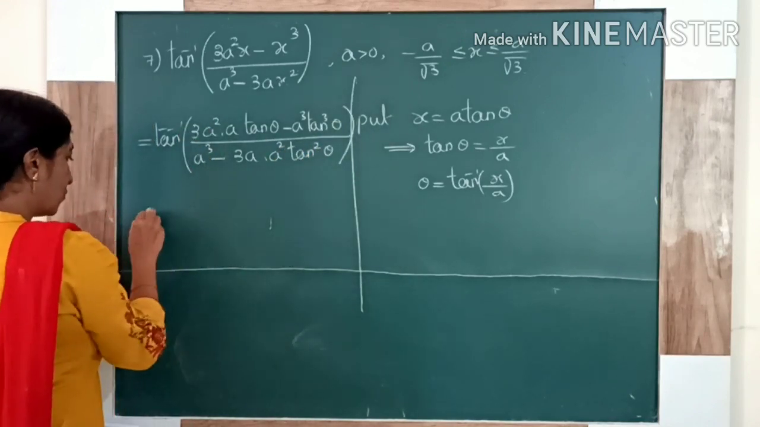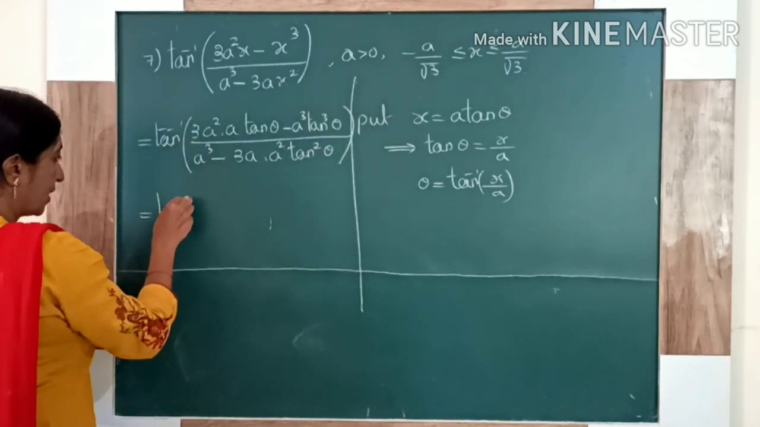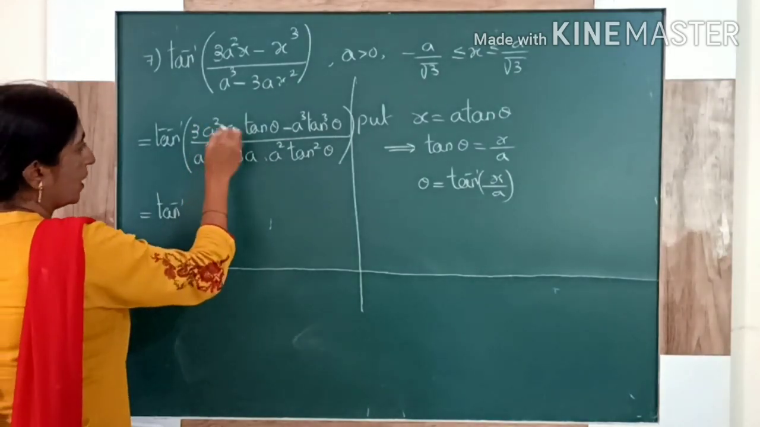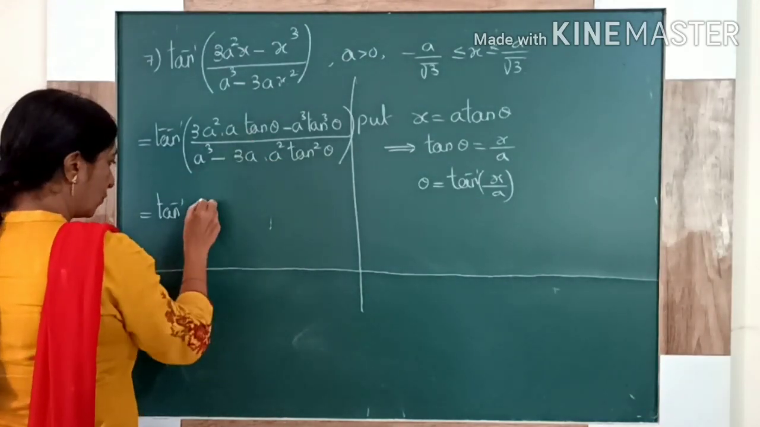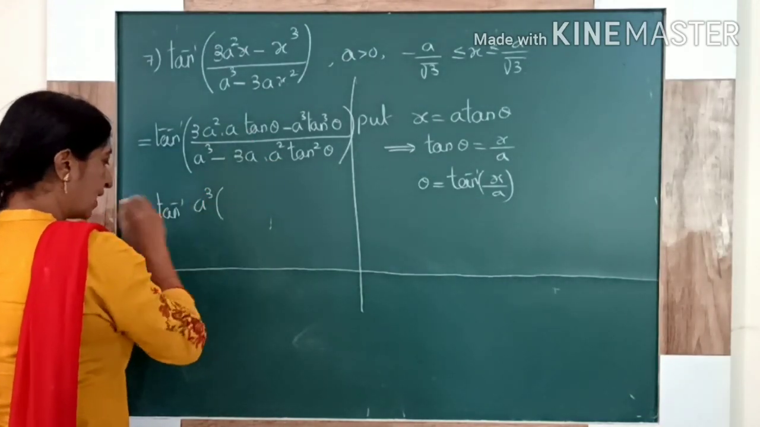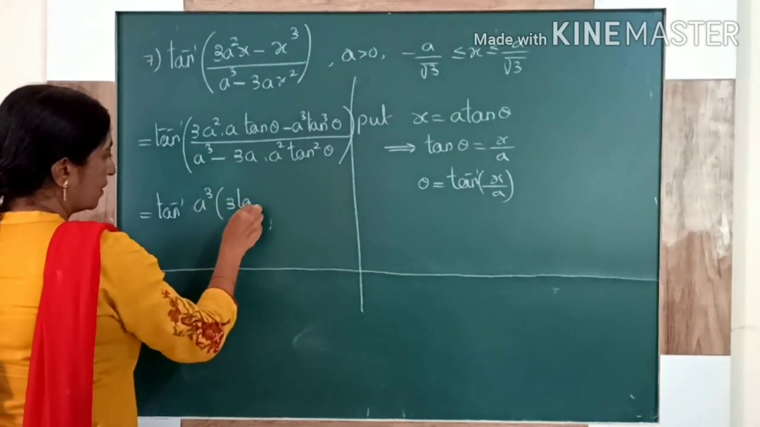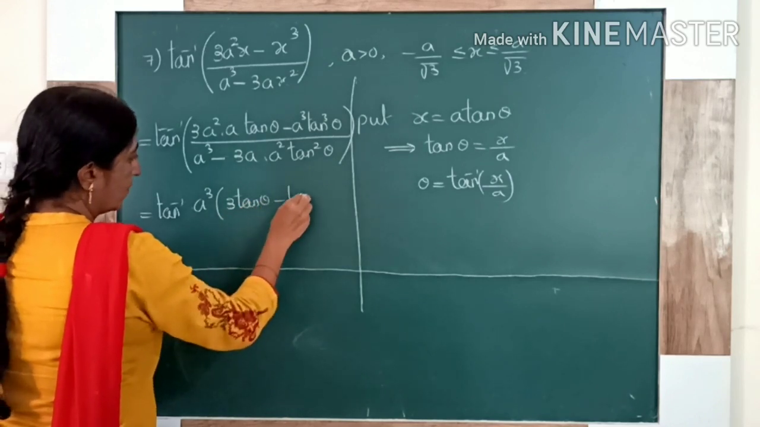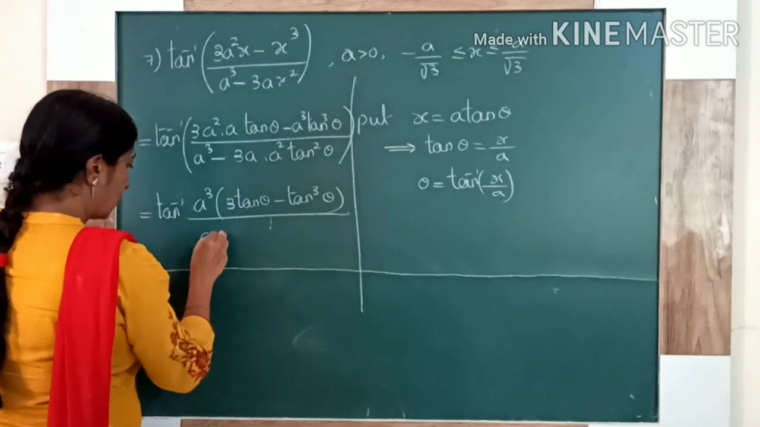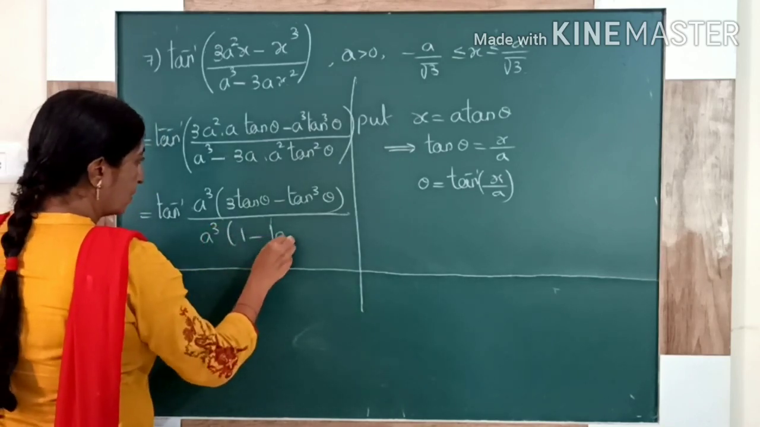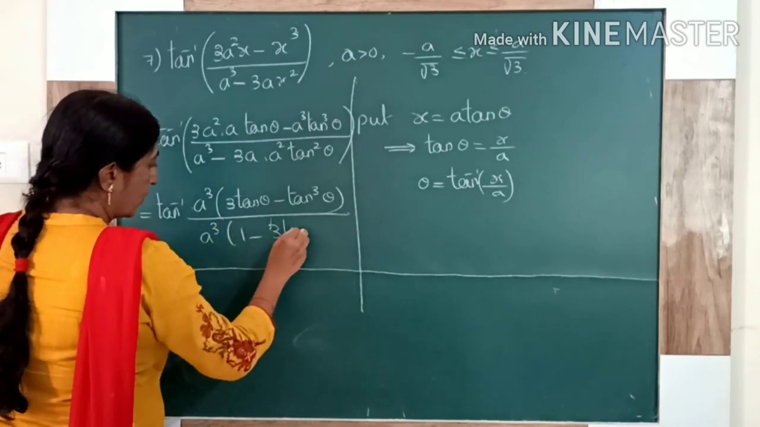And tell me, students, what is common in both numerator and denominator? It is a square into a cube. Here a cube, here a cube. A into a square, a cube. That means a cube is common. 3 tan theta minus tan cube theta upon, a cube common, 1 minus 3 tan square theta.